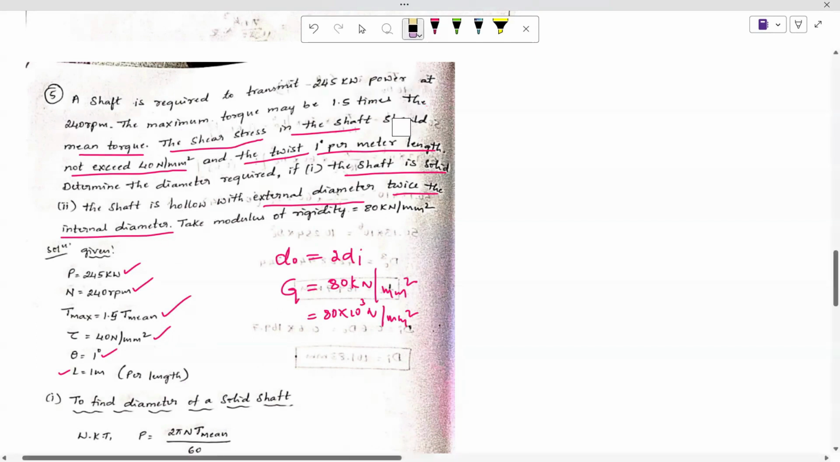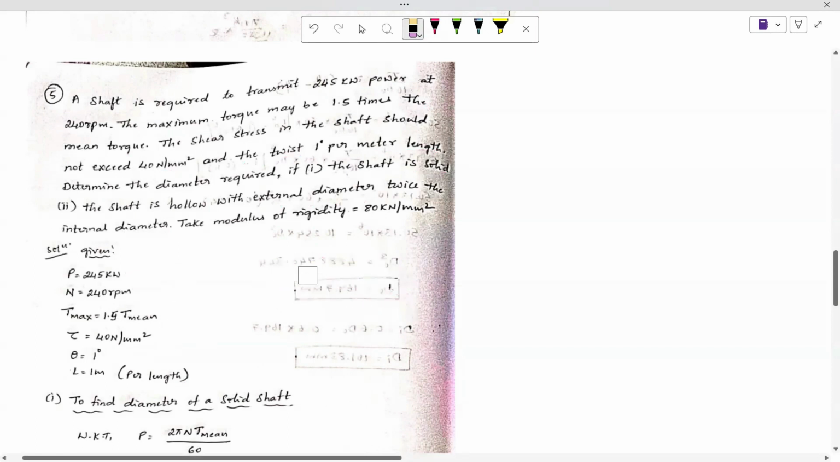This problem is a little bit confusing. It is not like the previous four problems that we have solved. It is a little bit different, very easy but different. They are creating some confusion because they have given the twist as 1 degree per meter length. Based on this, we need to find out the diameter. First, we need to find the solid shaft diameter, and again use the hollow condition to find the diameter. Then we compare both diameters and take the maximum diameter. Let's see how to solve this problem.